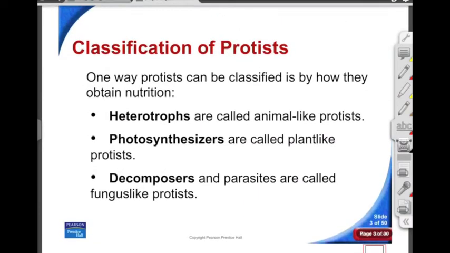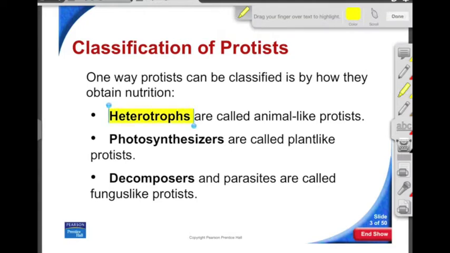This slide is redundant with what you saw just a moment ago, but let's call them exactly as they should be classified. You've got your heterotrophs, so animal-like. You've got your photosynthesizing plant-like ones, and your decomposers, which are fungus-like. Let me highlight that. That gives you a good idea of the three major groups that you're looking at.